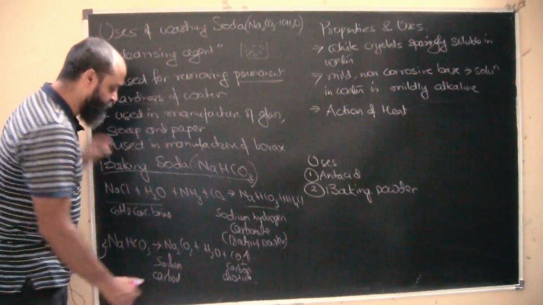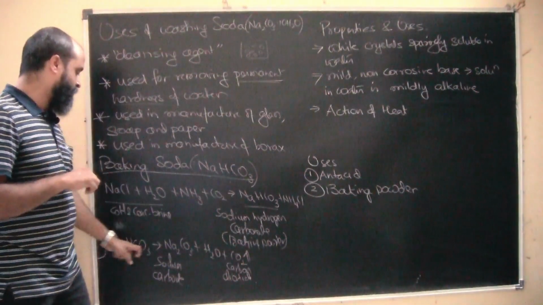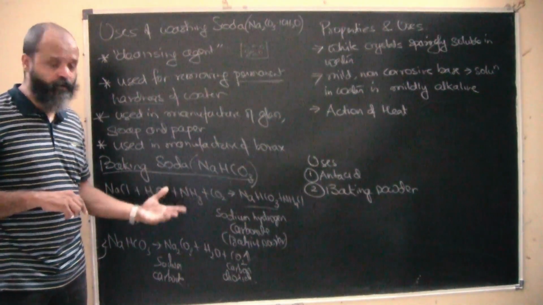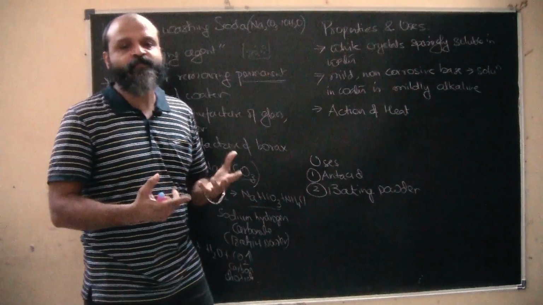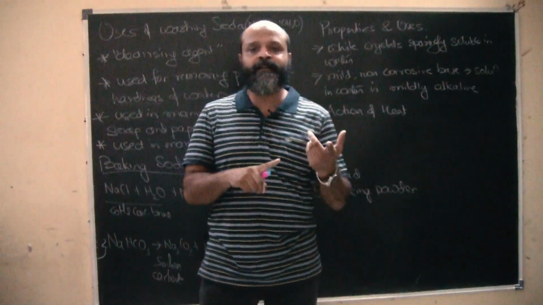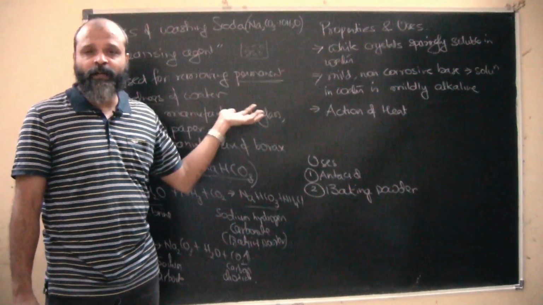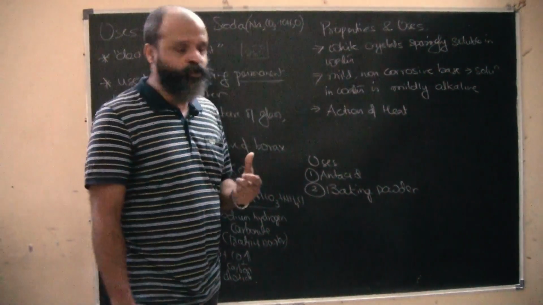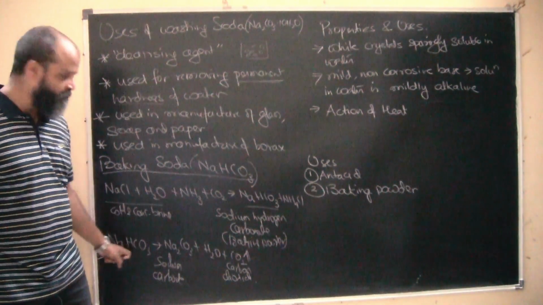This is basically sodium hydrogen carbonate. It is called baking soda. We'll understand what baking powder is, but for the time being, just understand that heating it evolves carbon dioxide, and that is what is used in making cakes, breads, buns, and in effervescent drinks as well. Aerated drinks like Thums Up or Pepsi contain carbon dioxide. Where is this carbon dioxide coming from? It is coming from baking soda.